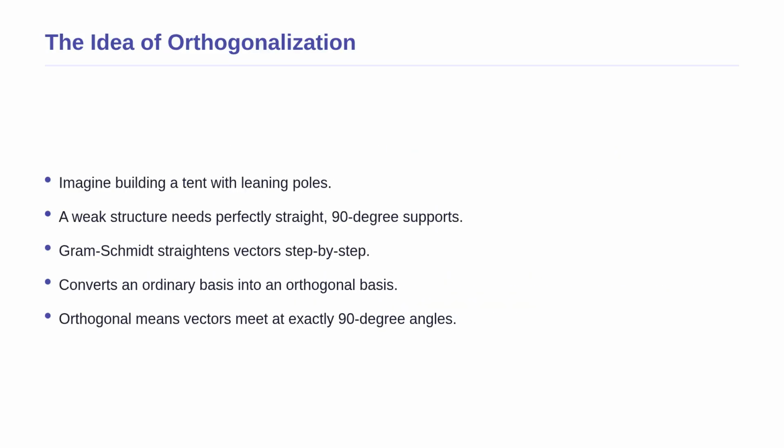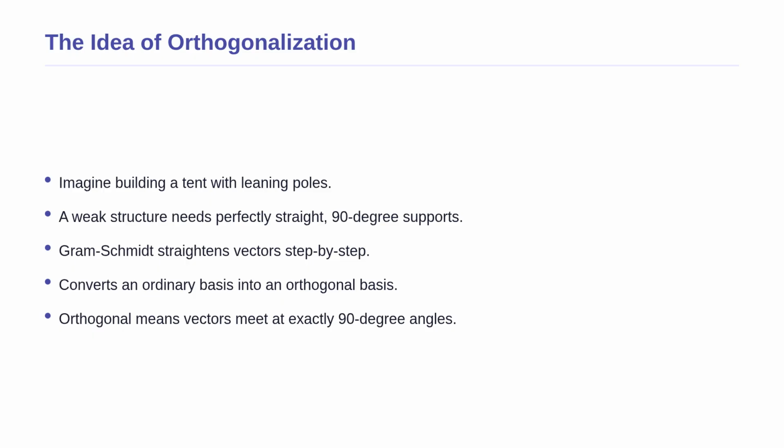Before we look at any math, imagine you are building a large tent from scratch. If your wooden support poles are leaning in random directions, your structure will be weak and likely to collapse. You need a systematic way to plant the first pole firmly, then adjust the second pole so it is perfectly perpendicular to the first, and so on.